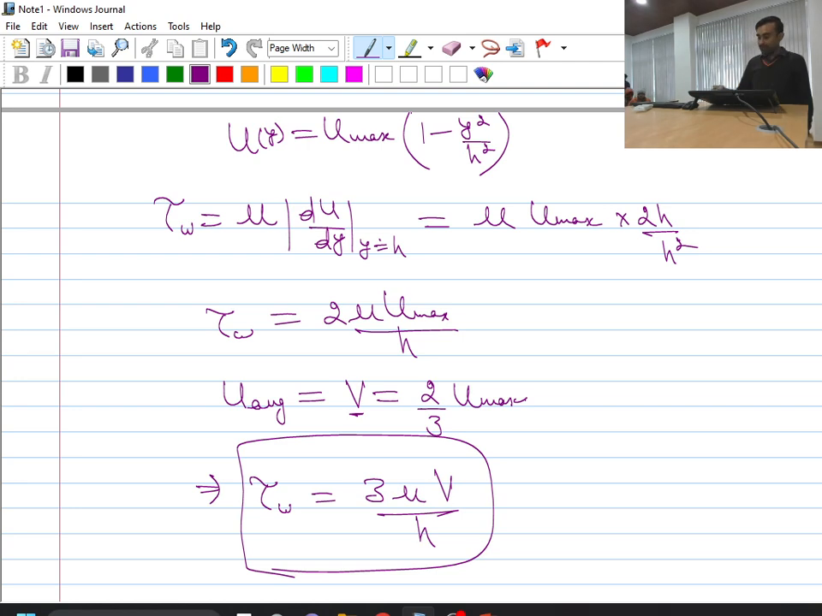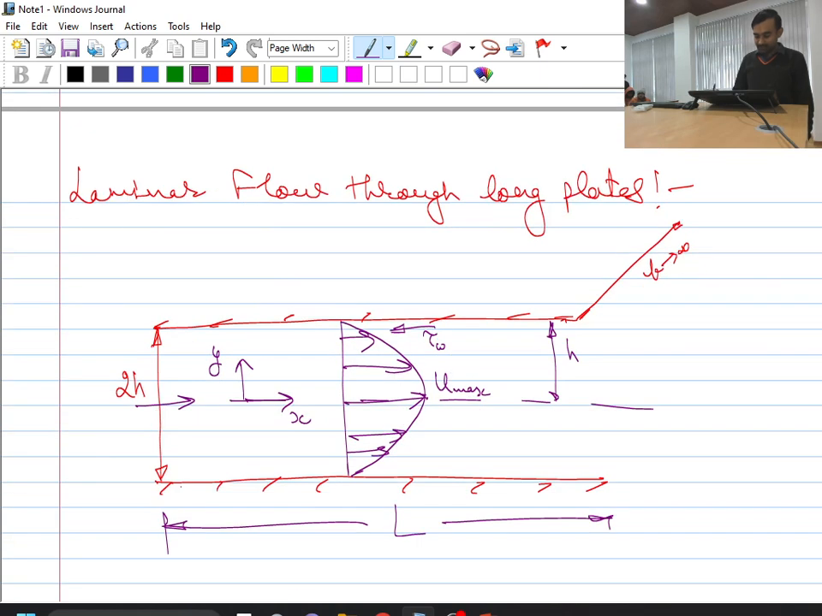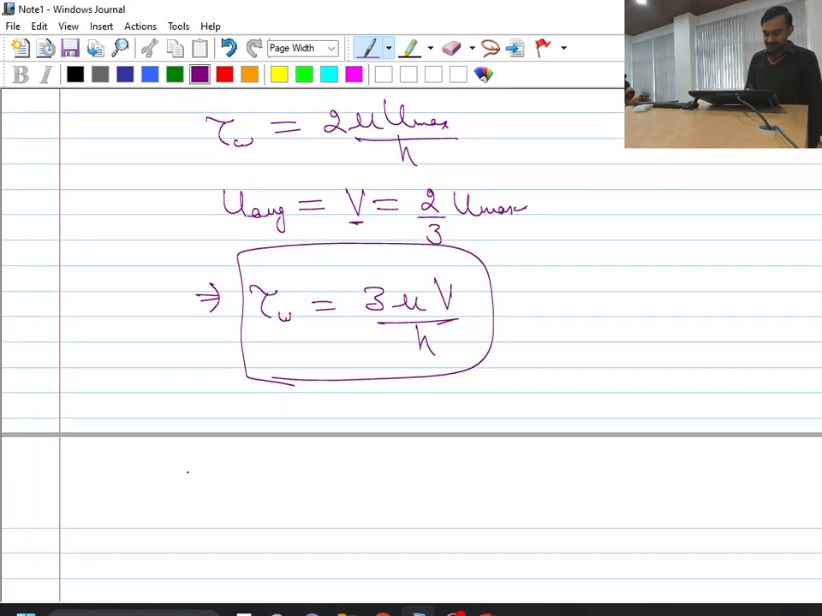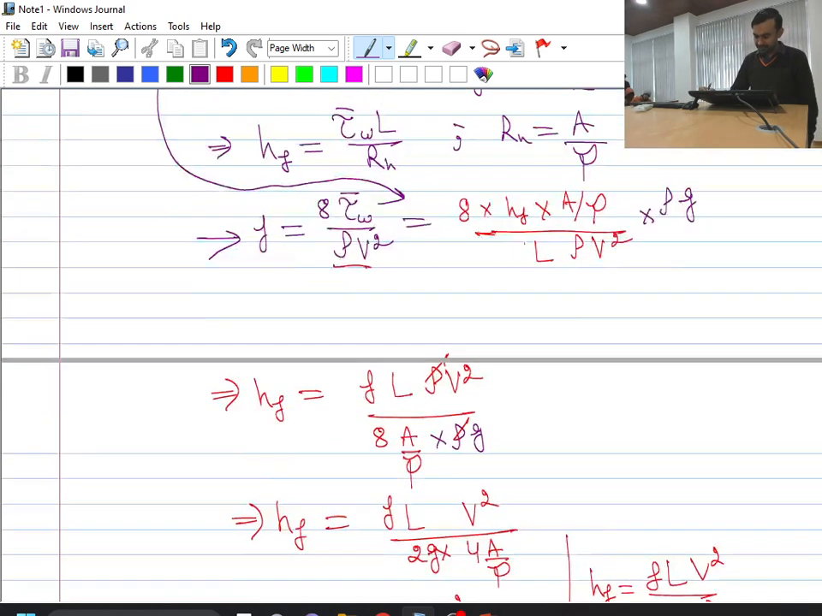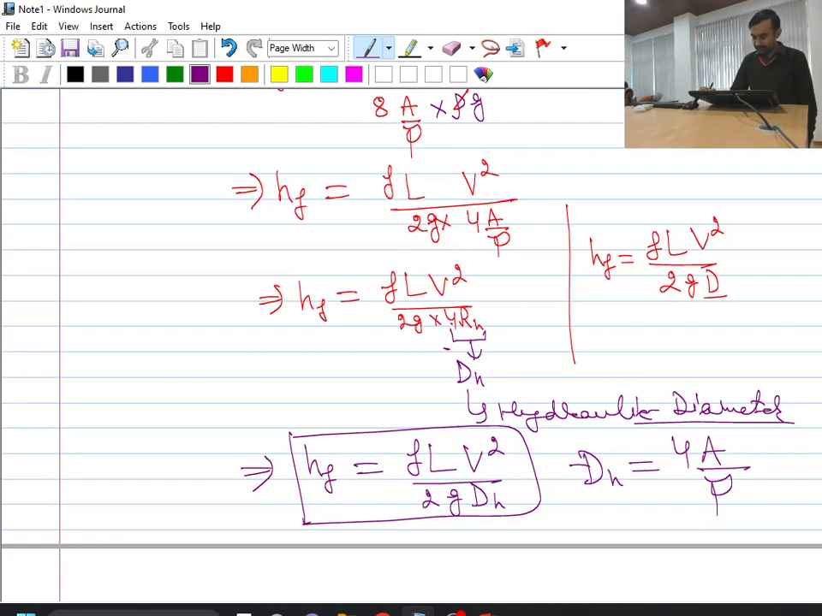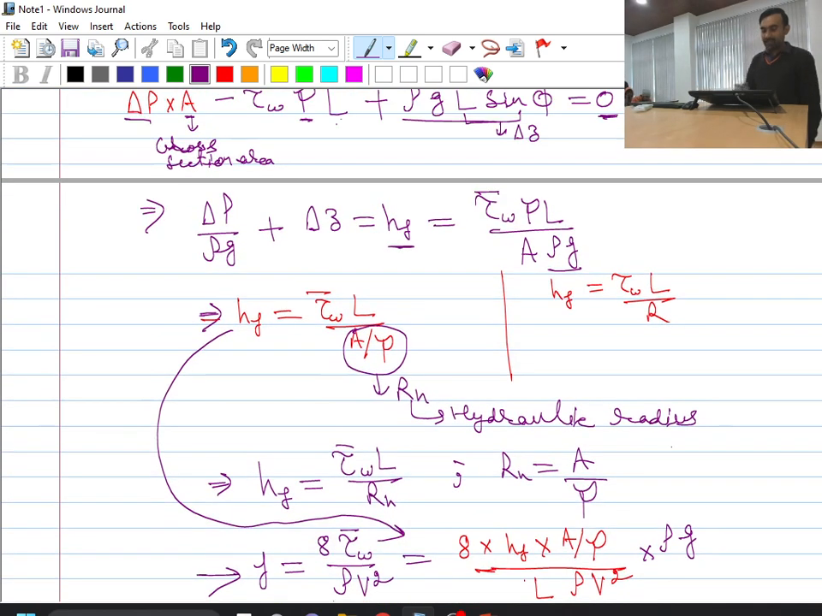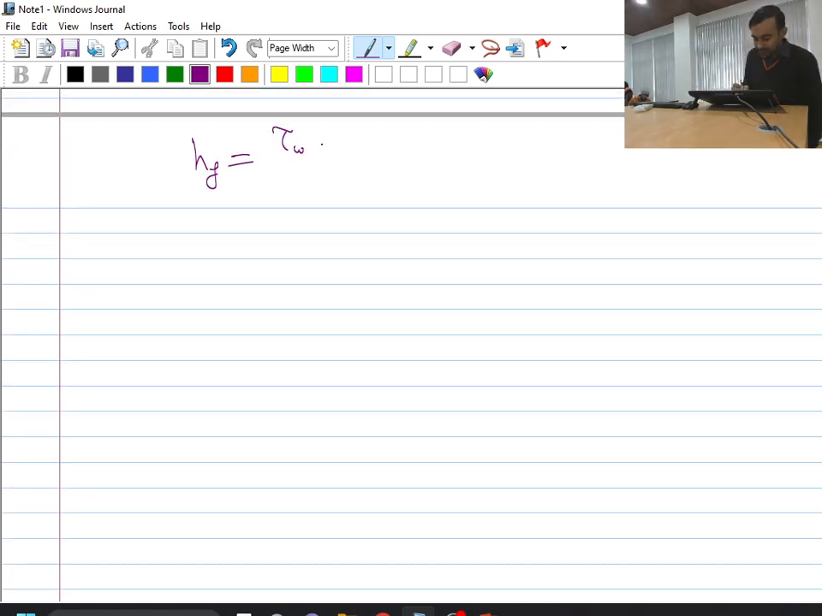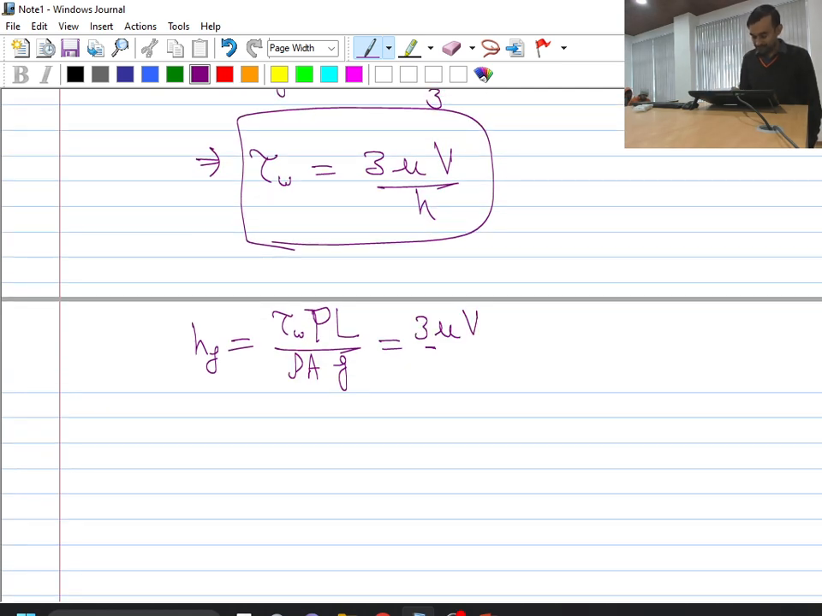Is this one clear? Now if I substitute this back into my head loss equation, what is the head loss equation? You see the more generic form. When I have applied the momentum equation in the streamwise direction, my head loss is equal to tau w into perimeter into length divided by rho a g. And tau w I have got equal to 3 mu v upon h, into L, and rho g times area by perimeter.